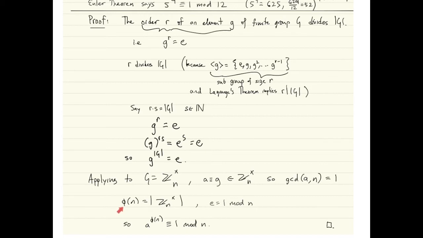That's what the definition of phi of n was. The identity element in this group is just the number 1, or 1 mod n, and so what this equation turns into is simply a to the order of G turns into phi of n, and this e turns into 1 mod n. And so that's it. That's exactly what Euler's theorem says.